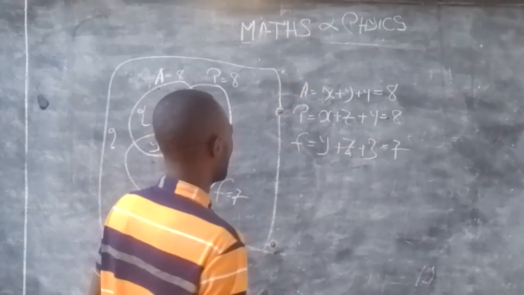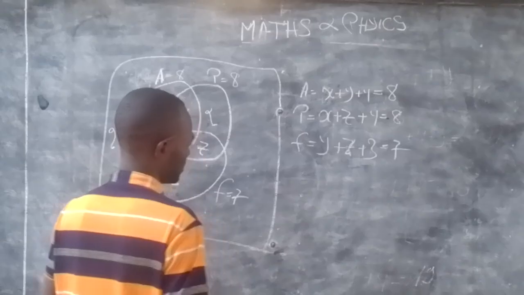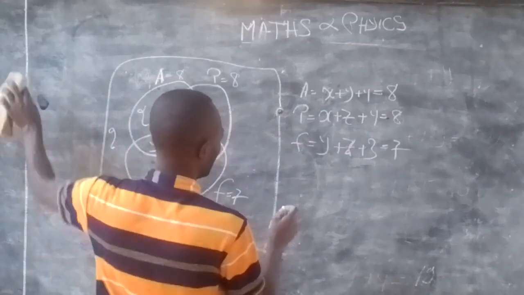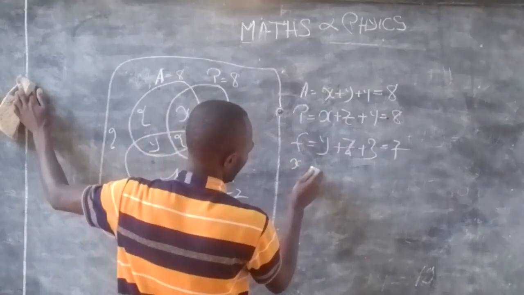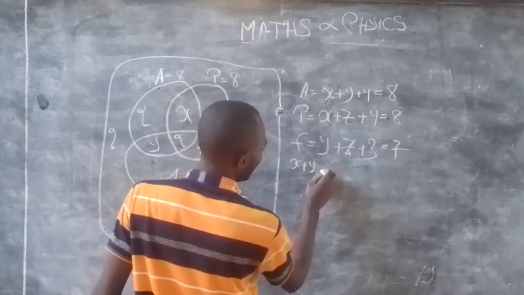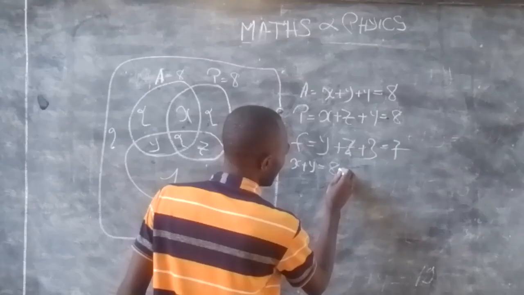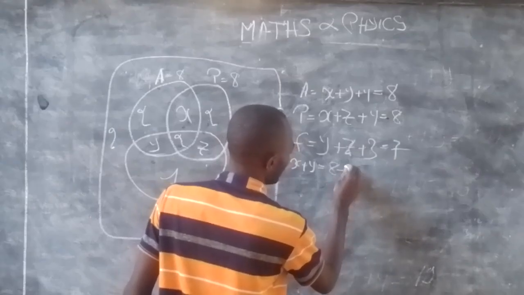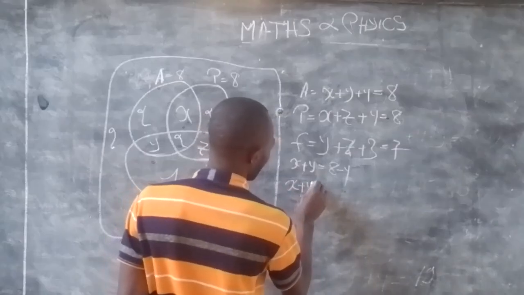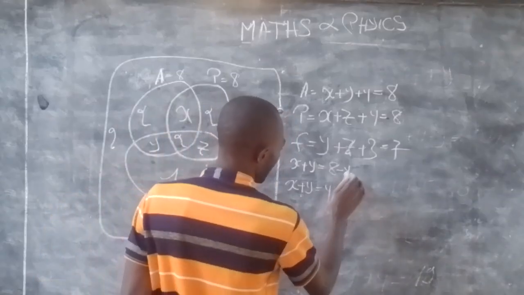We are asked to determine the unknown numbers x, y, and also z. So let's see how we can determine those three unknowns. Here we have x plus y equal to 8 minus 4, so x plus y equals 4. This is the equation for academic.